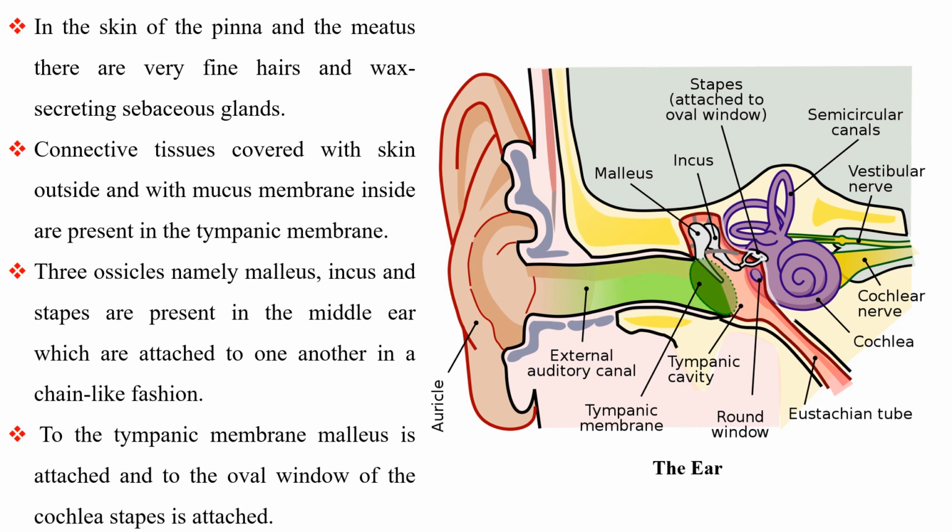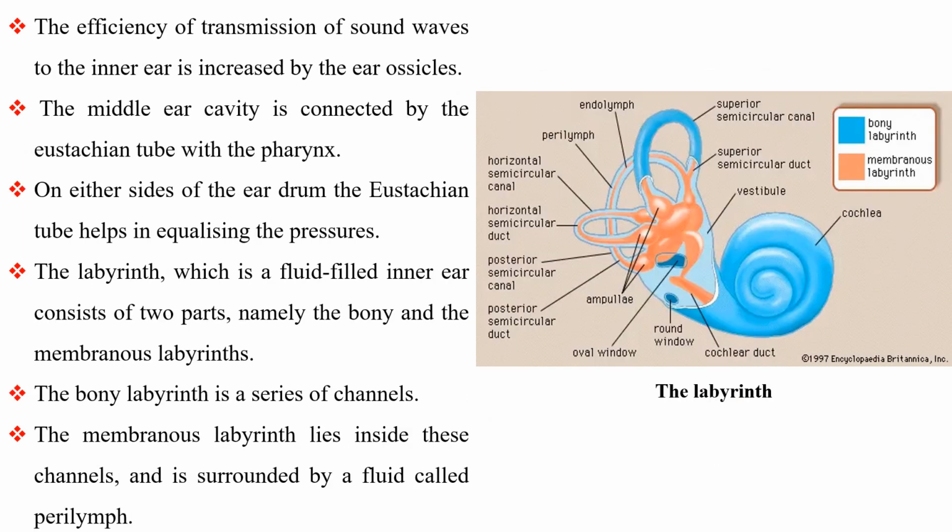Three ossicles, namely malleus, incus, and stapes, are present in the middle ear, which are attached to one another in a chain-like fashion. To the tympanic membrane, malleus is attached, and to the oval window of the cochlea, stapes are attached. The efficiency of transmission of sound waves to the inner ear is increased by the ear ossicles.